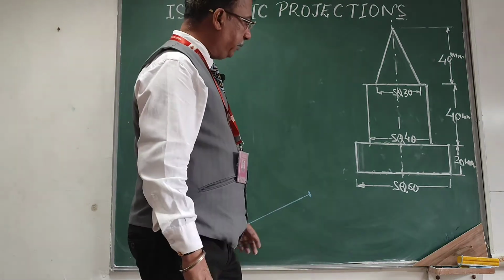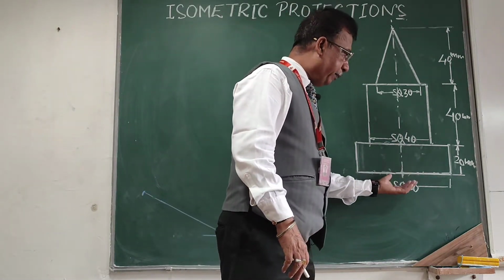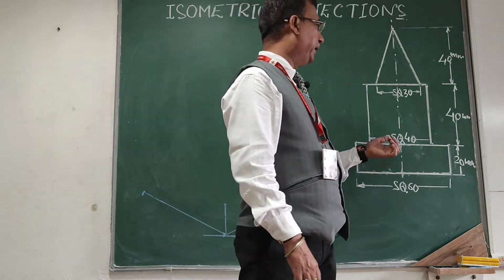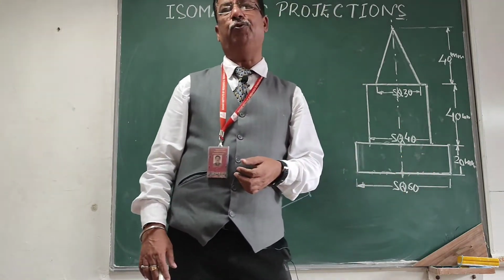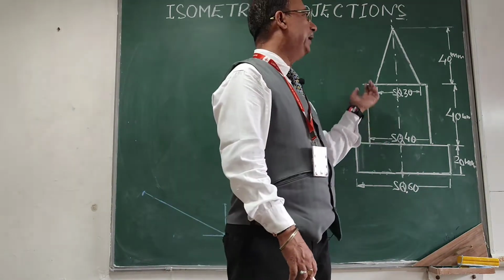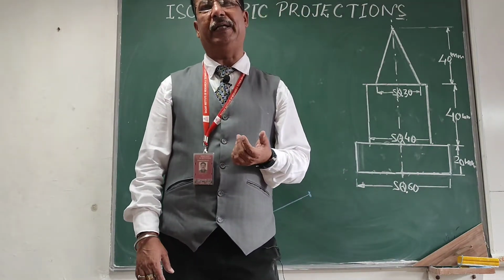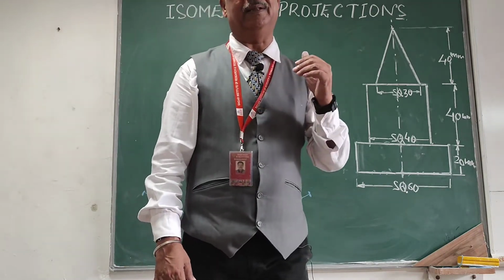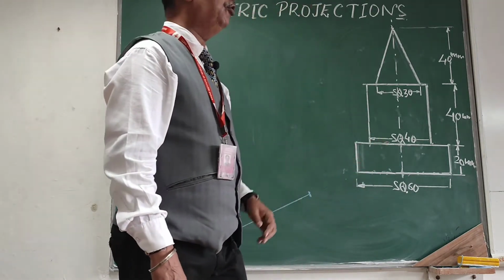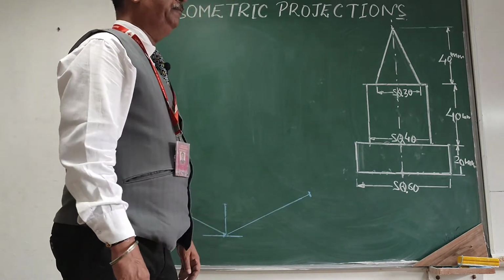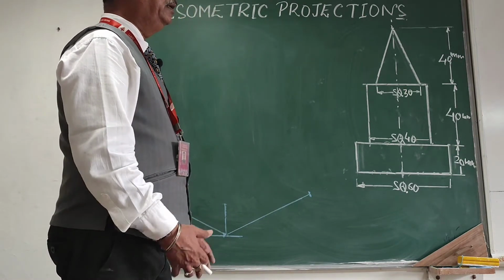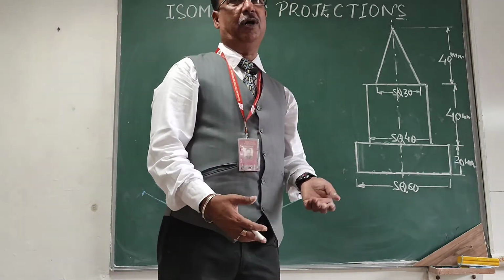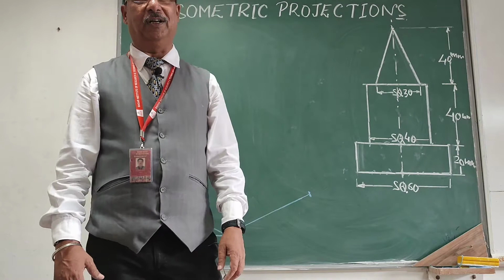So, finally, the arrangement will be like this. At the bottom there will be a square block of 20 mm thickness. Above that there will be a cube of 40 mm side. Above that there will be a square pyramid of 30 mm base side and height 40 mm. The axis of all the three solids will be in the same line. I want to draw the isometric projection of this solid. As you know, if you want to draw a square or a square prism or cube, that is the easiest way to draw the isometric.